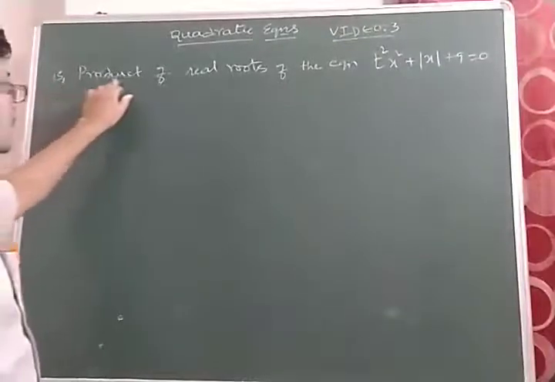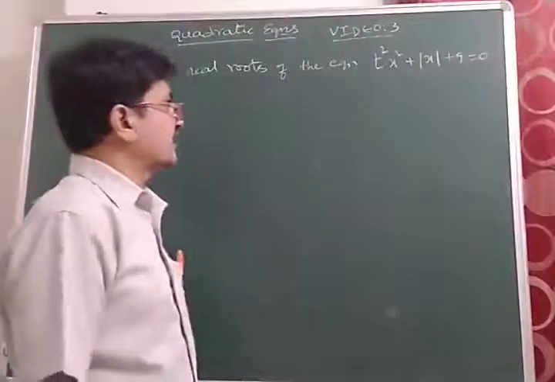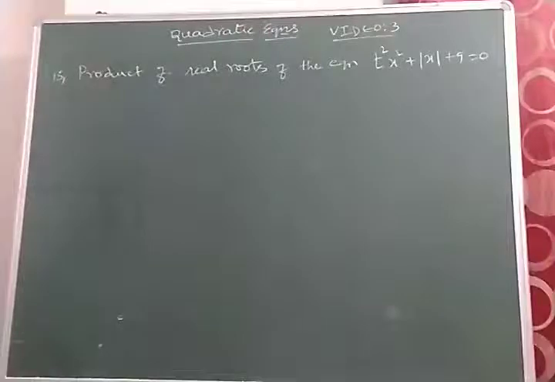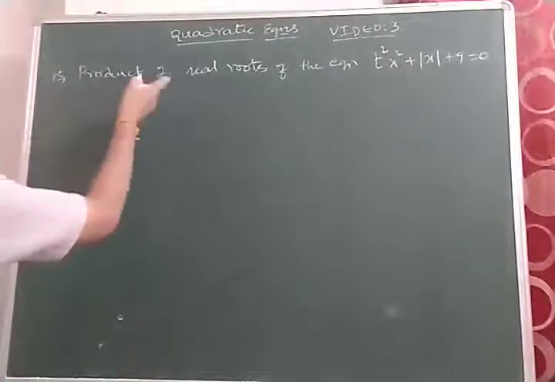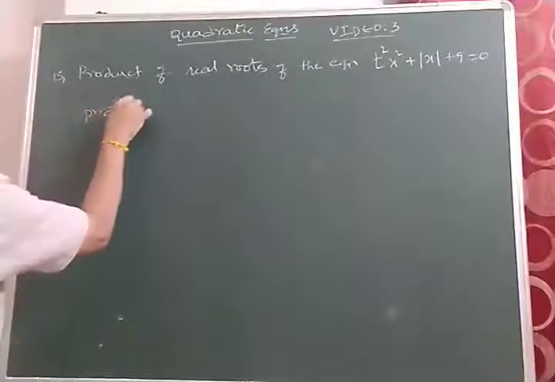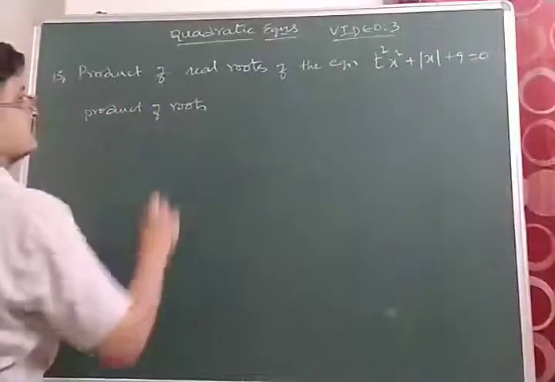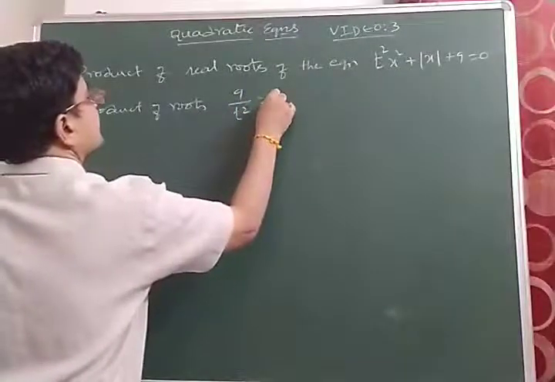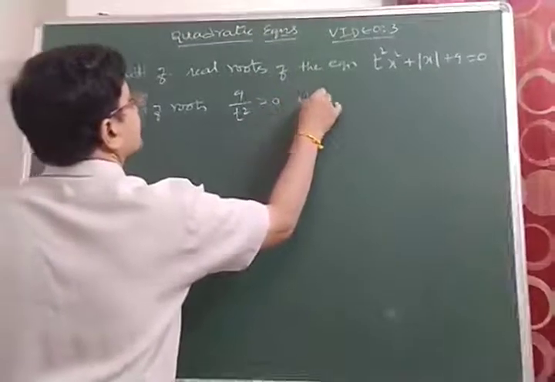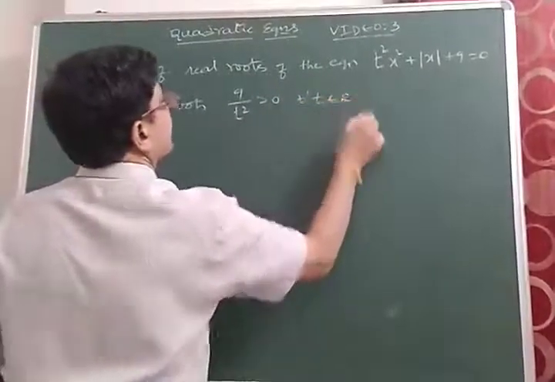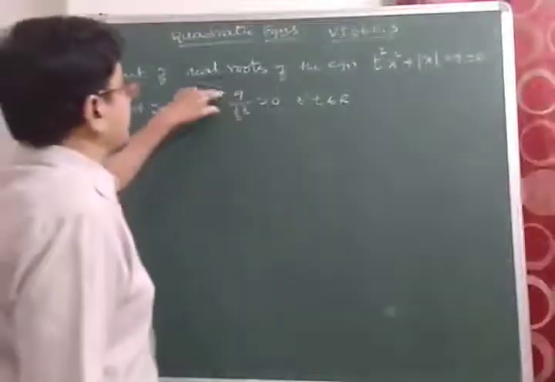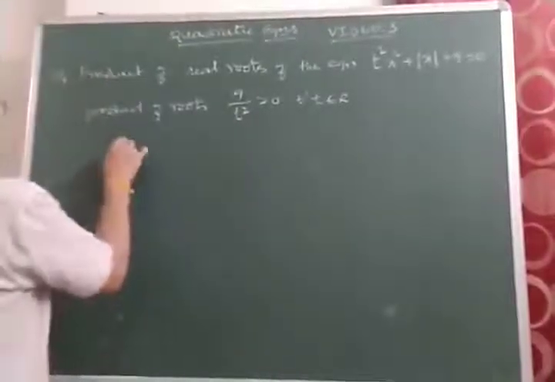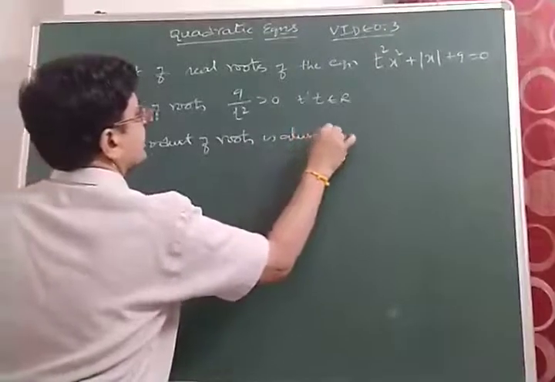Question number 15. Product of real roots of the equation t square x square plus mod x plus 9 is equal to 0 is? Product of roots is 9 by t square, which is always greater than 0 for all t belonging to the real numbers. For any real number t, it is always greater than 0. So it is always positive.